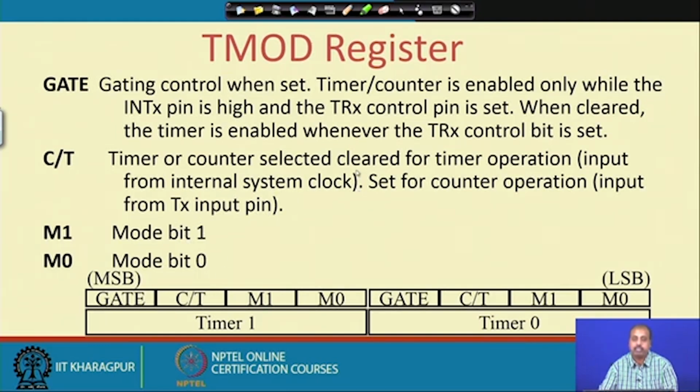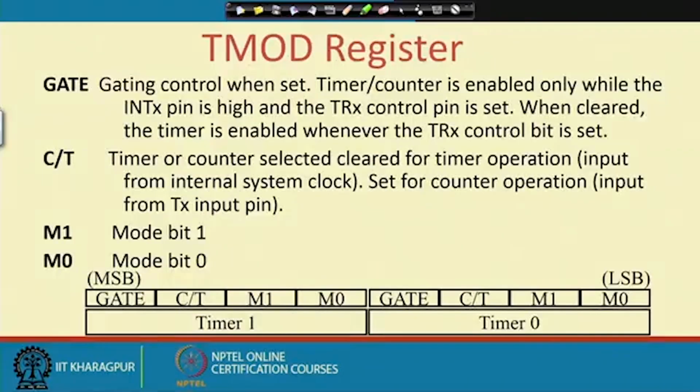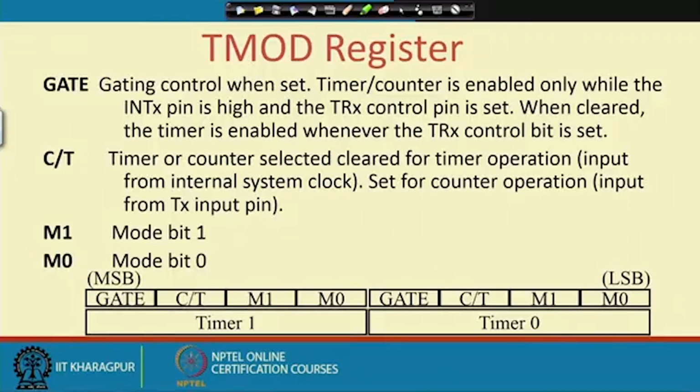As I have already said, for internal operation, when it is operating in the timer mode, the microcontroller's crystal frequency will be taken as the clock. In case of counter operation, the T0 and T1 pins will be used as input for the event. For timer 1 it is T1, for timer 0 it is T0.